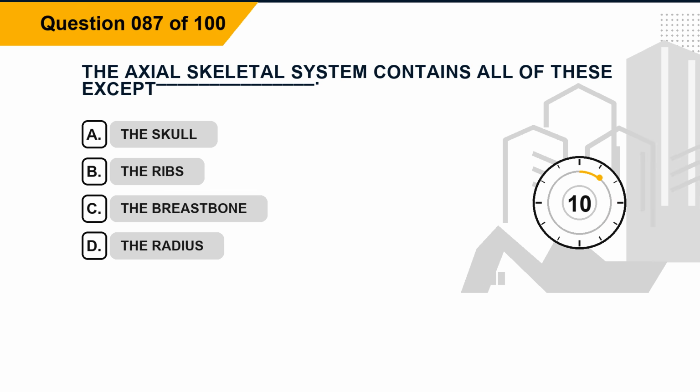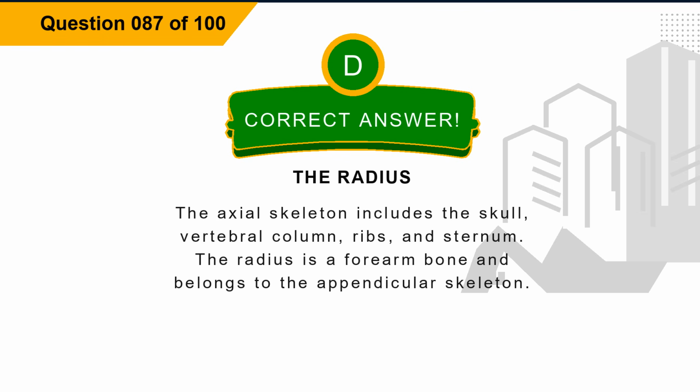Question 87. The axial skeletal system contains all of these except blank. Option A, the skull. Option B, the ribs. Option C, the breastbone. Option D, the radius. The correct answer is option D, the radius. Explanation. The axial skeleton includes the skull, vertebral column, ribs, and sternum. The radius is a forearm bone and belongs to the appendicular skeleton.